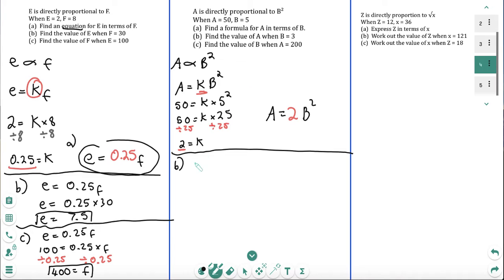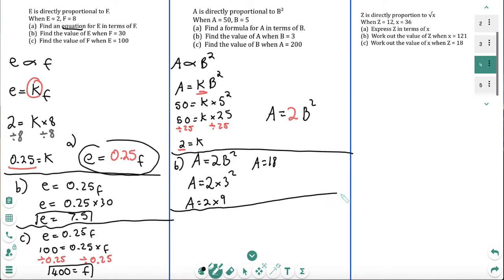Find A when B is 3. So I'll copy out my formula. And find A when B is 3. I'm going to replace B with 3. 2 times 3 squared. 2 times 3 squared is 9. 2 times 9 is 18. A is equal to 18. That's my answer to part B.